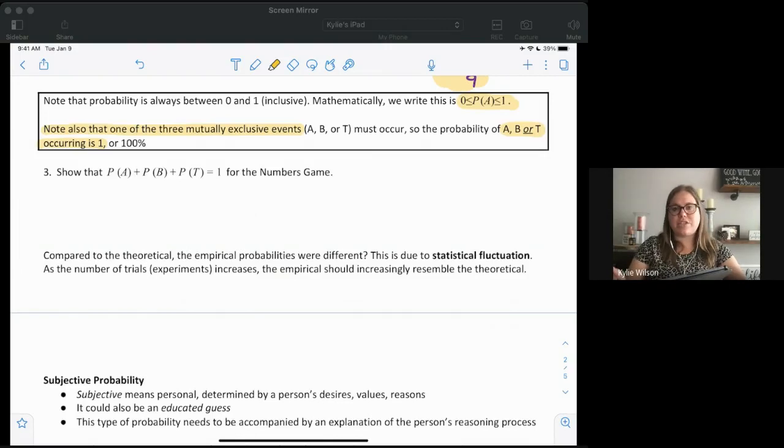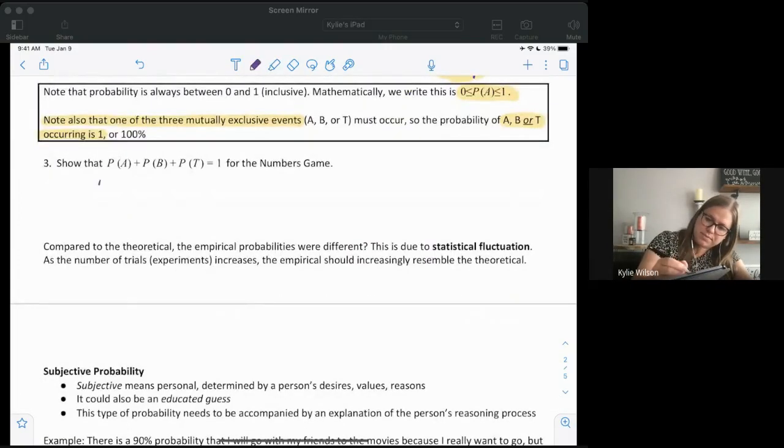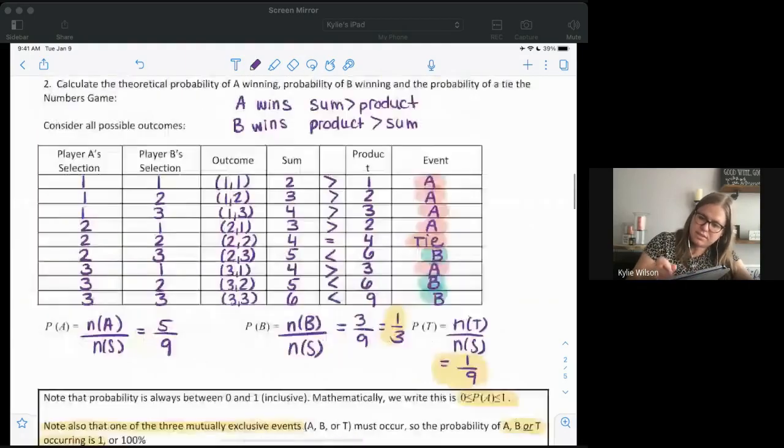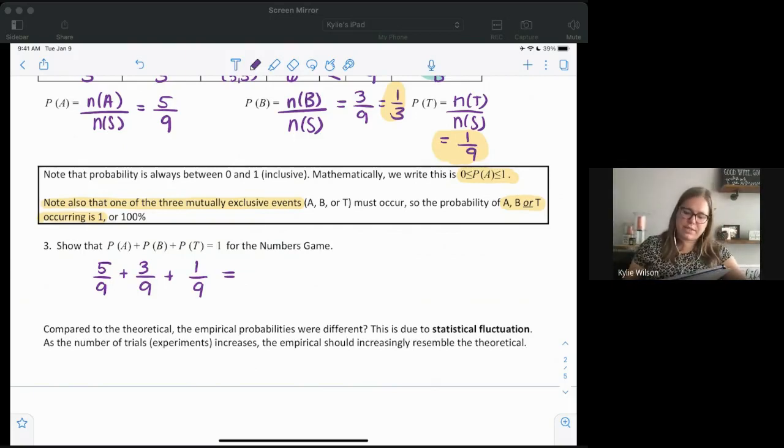So let's try it. Our probability of A was 5/9. The probability of B was 3/9. And my probability of T was 1/9. So that will give us 5 + 3 + 1 = 9/9. There we go. And that only works if they're mutually exclusive. So be really, really mindful of that. It has to be mutually exclusive.